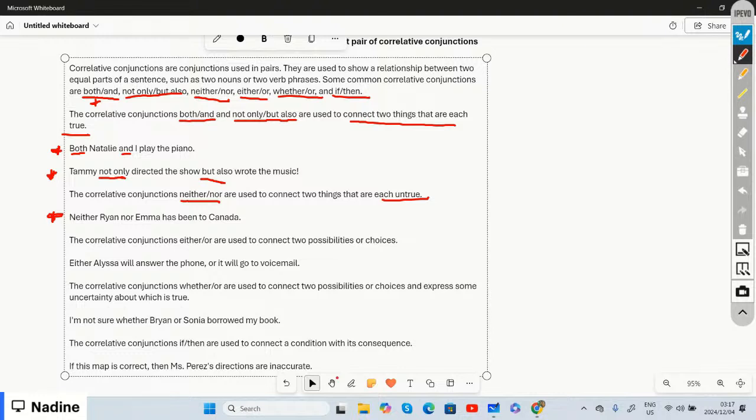So basically, the correlative conjunctions neither, nor, that specific pair, shows the relationship that is each untrue. It shows that two things are each untrue. It shows that both Ryan as well as Emma have not been to Canada.